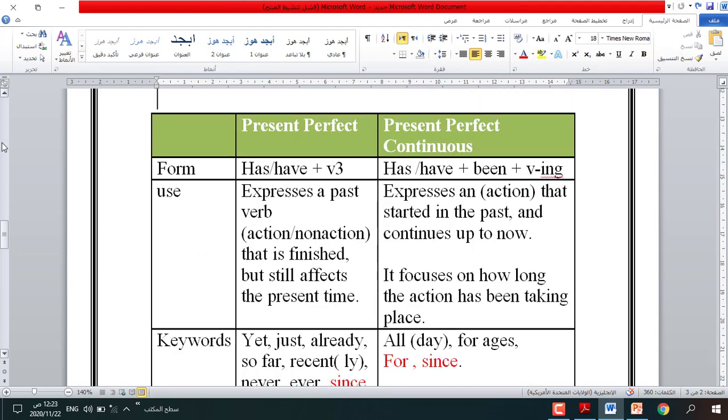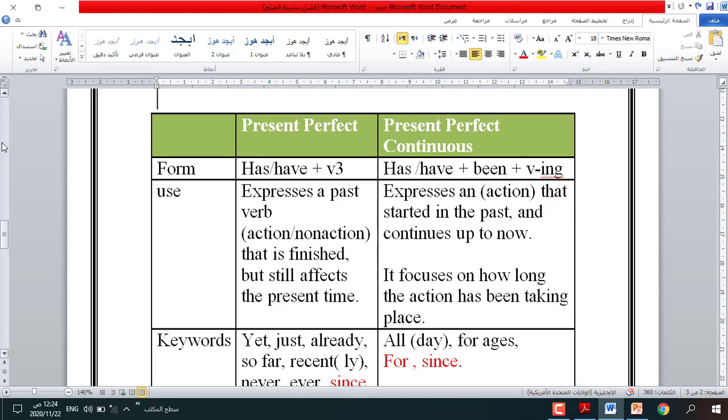Now let's come to the other tenses in this unit, the difference between the present perfect and the present perfect continuous. The difference in the form, as you can see, is using the past participle with has or have for the present perfect, while using been plus the ing form of the verb for the present perfect continuous. Now the difference in the use is that we use the present perfect to express a past verb, either action or non-action verb, that is, either a stative verb or an action verb.